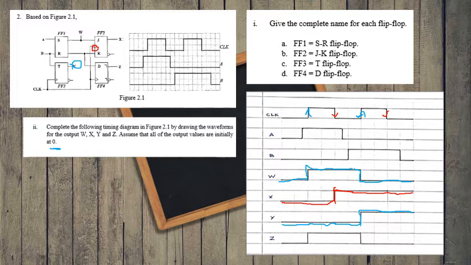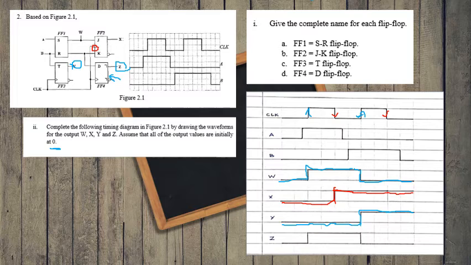Lastly, we need to find the Z output. So we need to go through the D flip-flop. The D flip-flop is the same as the SR flip-flop, but it has an inverter in the D flip-flop. So the input D is the same as the input K.